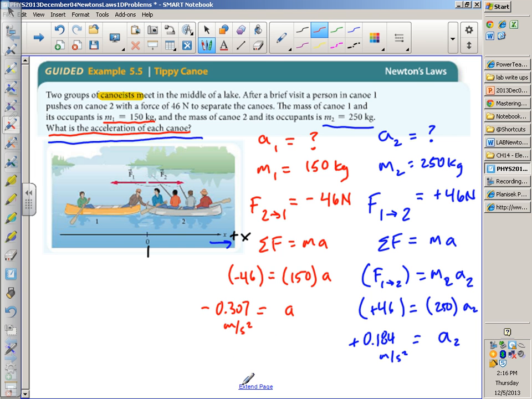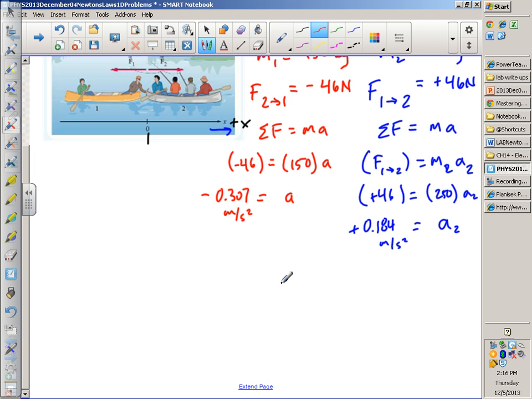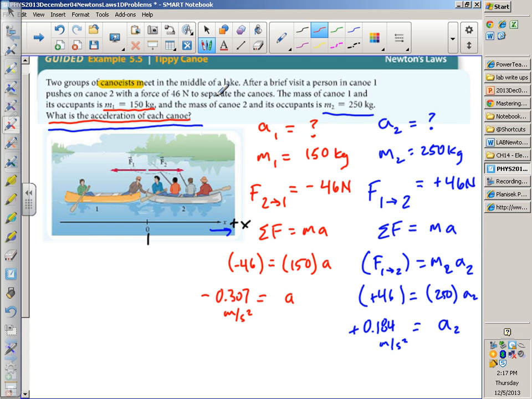So, a couple of things before we wrap this up. Okay, first, one positive acceleration, one negative acceleration. Does that mean one is speeding up and one is slowing down? No. Not in this case. They both start at rest, right? After a brief visit, we'll assume that that means that they start at rest. Okay? In both cases, these objects are speeding up. One speeds up to the right, one speeds up to the left.